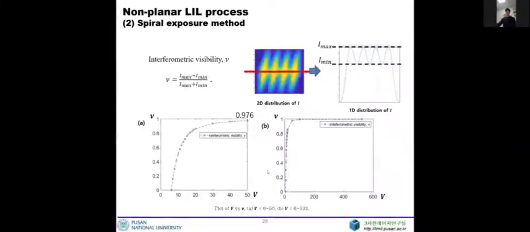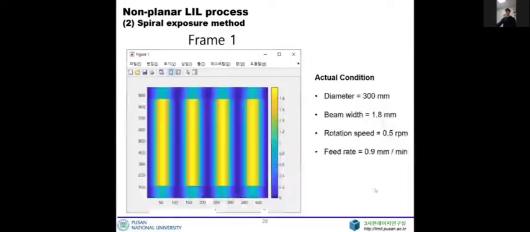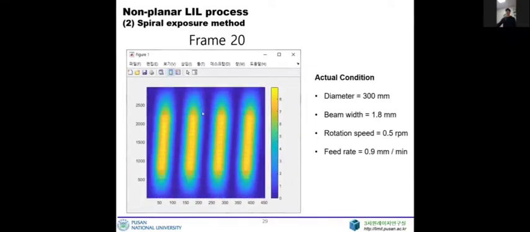For further calculation, I used a parameter, interferometric visibility. It showed the pattern contrast, and it increased like this when V increases. From this graph, we can see interferometric visibility is near 1 when V is large enough. So I applied the actual experimental condition for this simulation, and there was no significant contrast drop.